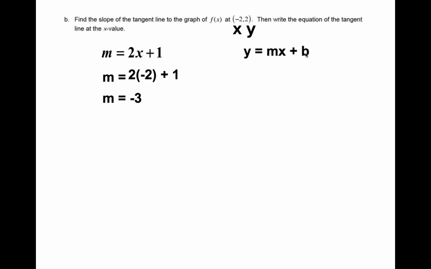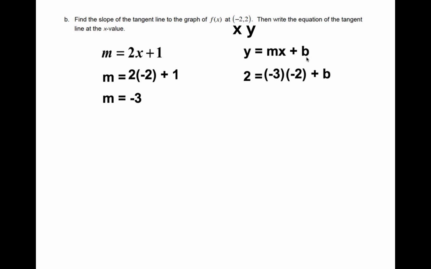So then in part B, I'm going to go ahead and give you the point now of -2 and 2. So that's going to be our x and our y. And then we have, this was our equation for our slope. So we're going to plug in x to find our slope. So we have 2 times -2 plus 1. That would be -4 plus 1, which is -3. So that's our slope. Now that I have m, x, and y, I can solve for b.